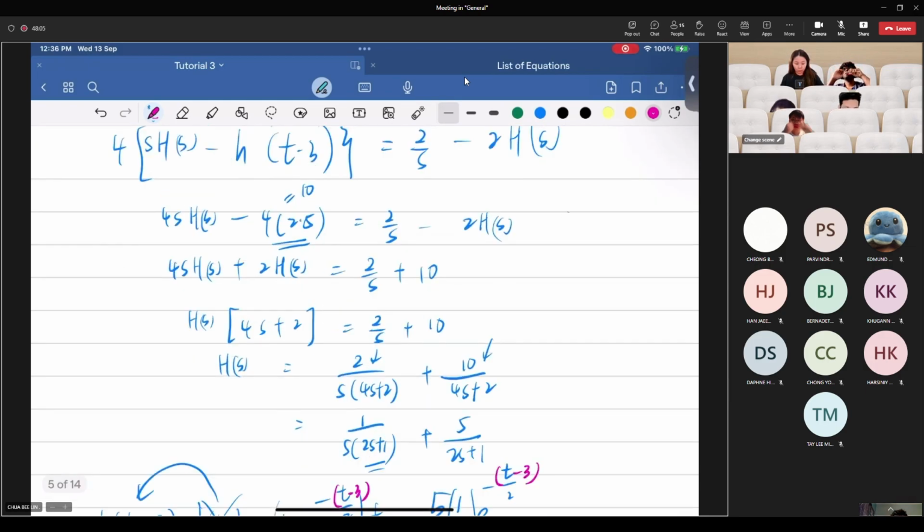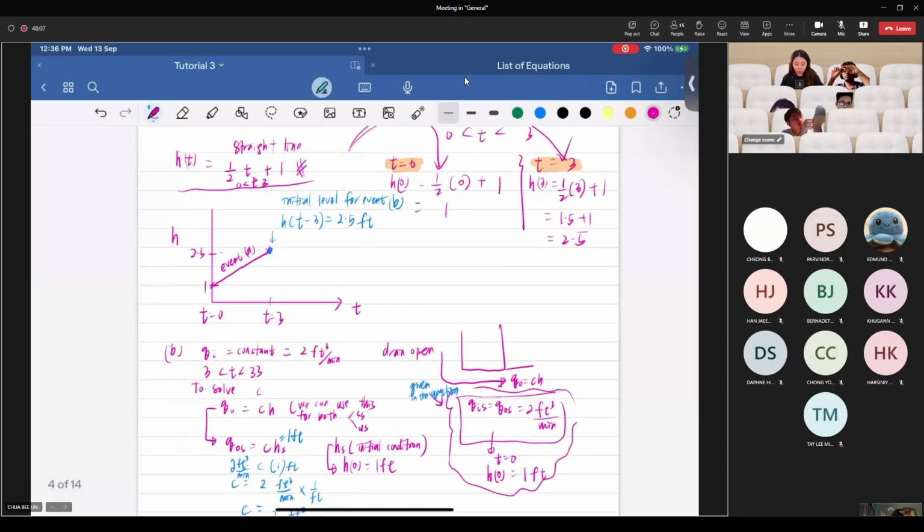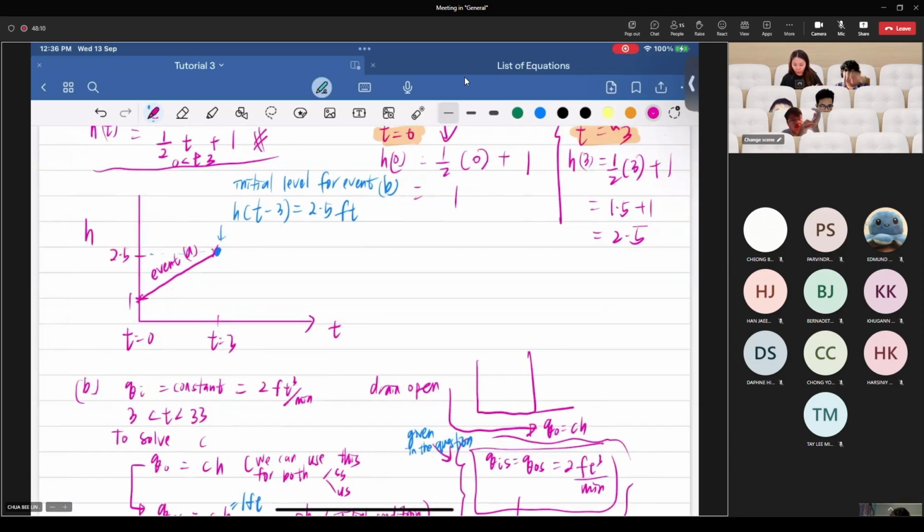So you'll have just now this one, 2.5. It will be a curve like this, where here is 1, here is 2. So this is the function of h(t minus 3), and this is the function of h(t). Then the end point is t equals 33. Done. So this is the question where we do not have the transfer function, then you have to use the initial condition to solve.